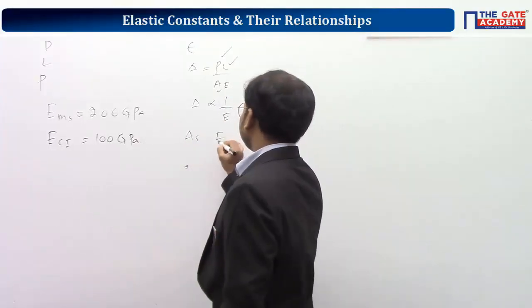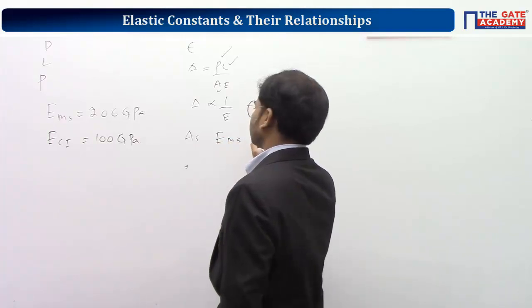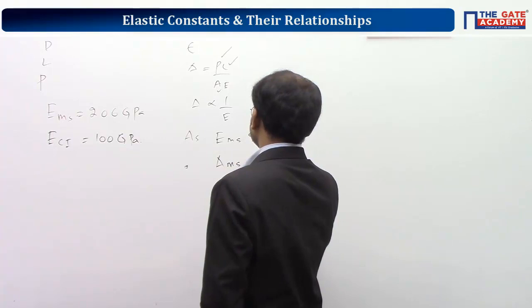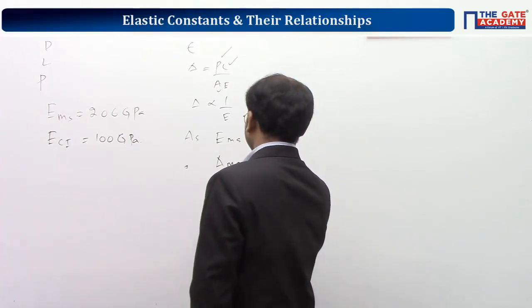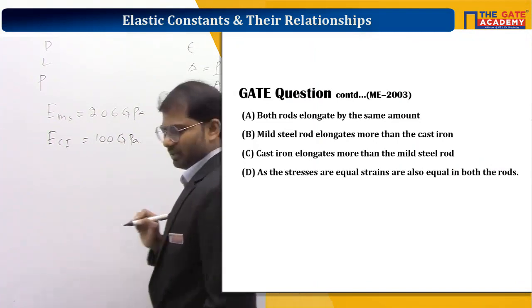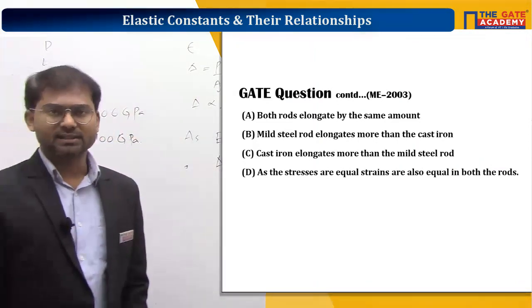So as Young's modulus of mild steel is greater than Young's modulus of cast iron, elongation of mild steel is less than elongation of cast iron, or elongation of cast iron is higher than elongation of mild steel. Understood? So the correct answer for this question is C.